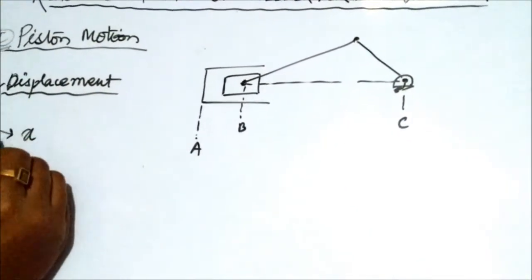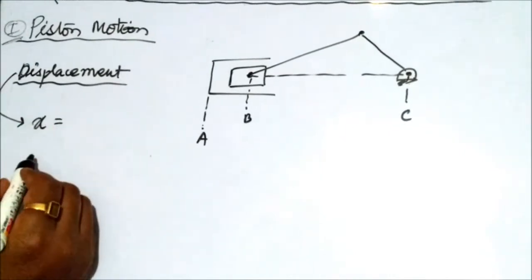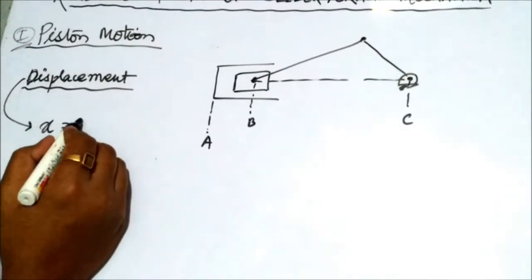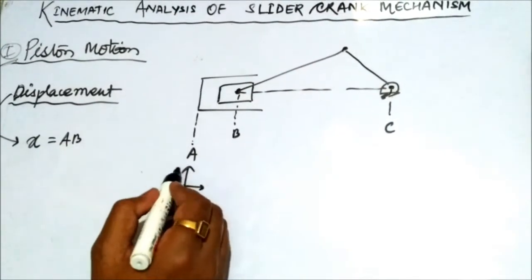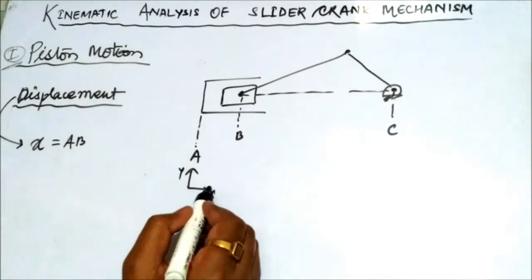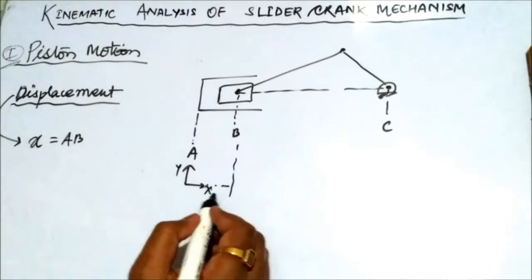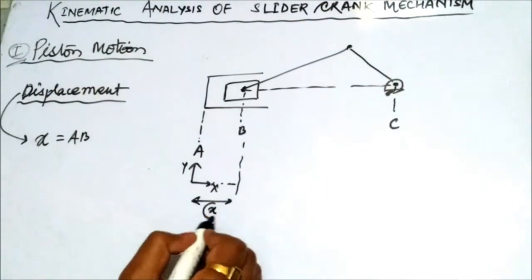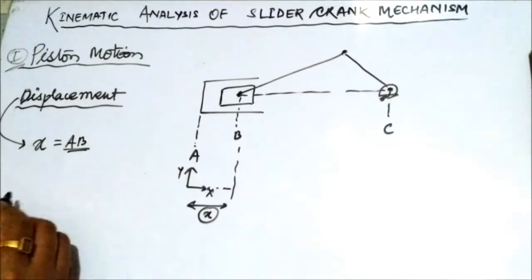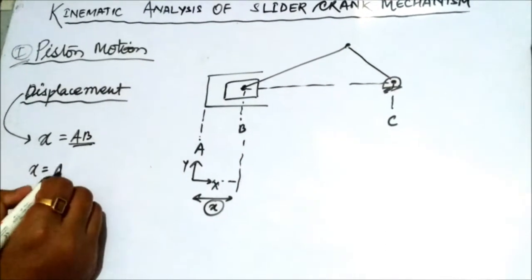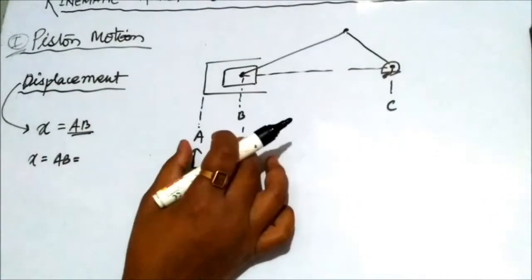Now displacement x is equal to, we have taken this axis, so x from A. Now x is the displacement, how much the piston has displaced. This is the value AB. The piston has displaced from top dead center to AB, so AB is the displacement. So AB will be equal to AC minus BC.